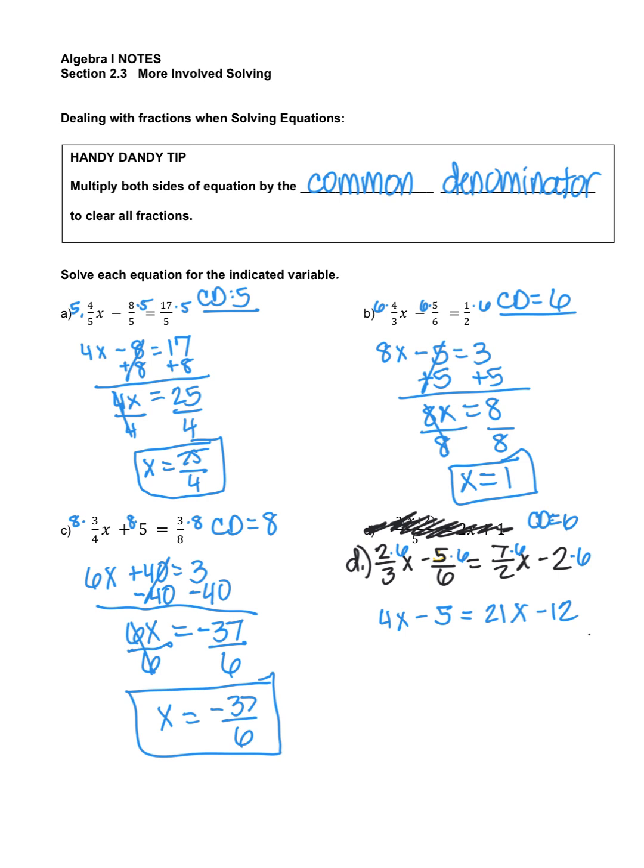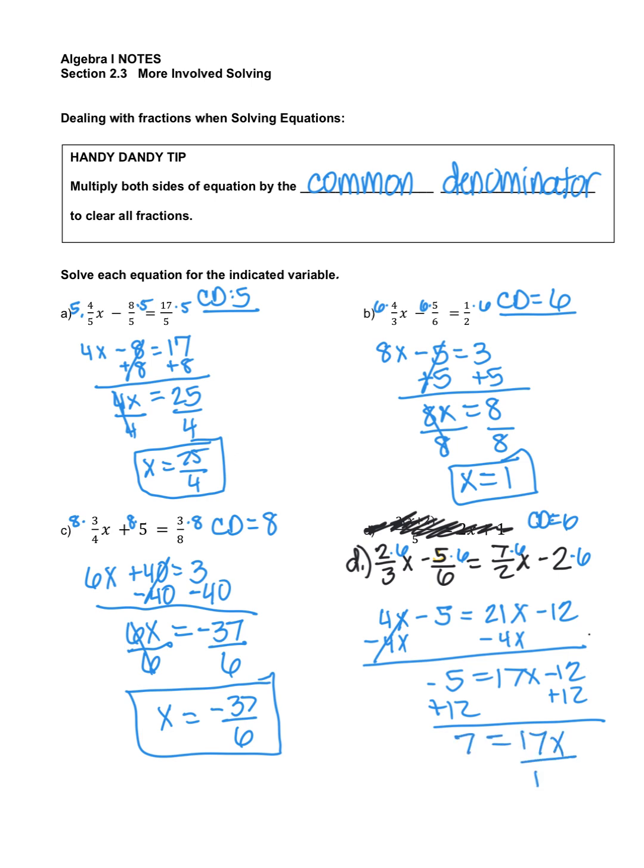So from there, we combine our x's. So we go minus 4x, or negative 4x, on both sides. So these cancel out. We have negative 5 equals 17x, negative 12. Now we have to do a positive 12 on both sides. Positive 7 equals 17x. Divide out that 17, 7 over 17. And those cancel out.